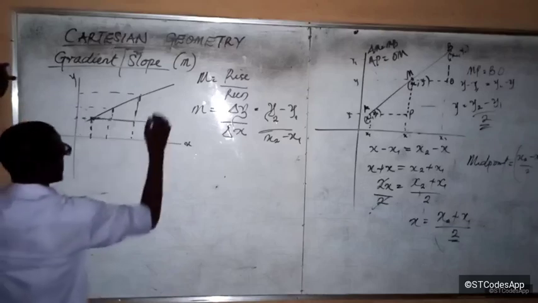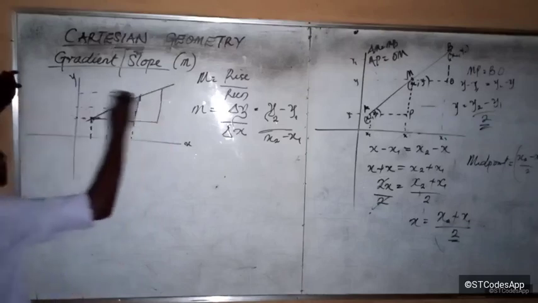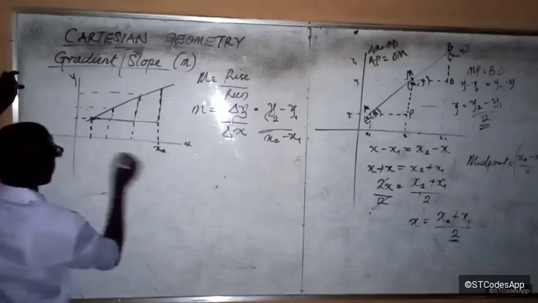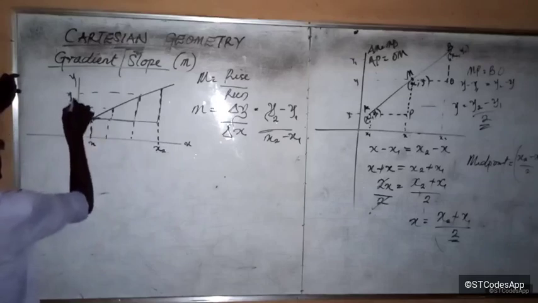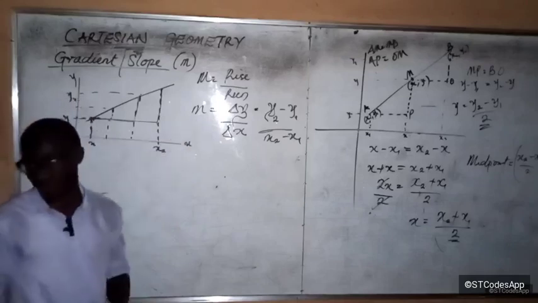It's also the same as when I take the gradient here. Do you understand? Of this line, the gradient will be the same throughout. That's what is peculiar to a linear graph. So we have our x2 here, we have our x1 here, we have our y1 here, we have our y2 here. So the gradient will just be the ratio of both differences.